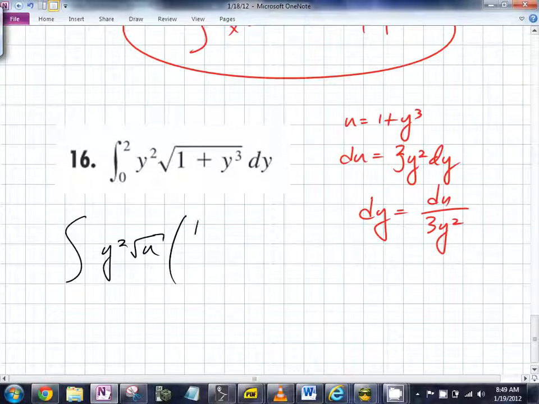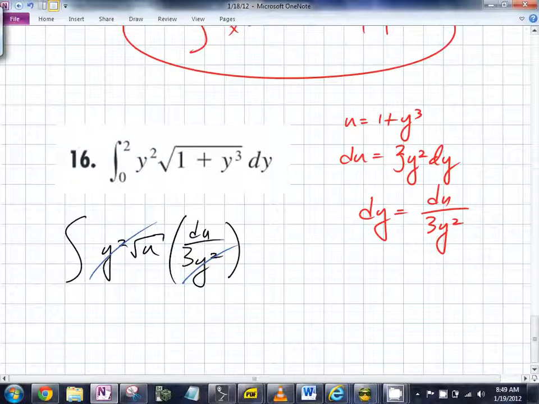Now, what's the magical thing that now happens that's so super important? The y squareds go away. If they don't go away, what do you have to go back to? Pick something else to substitute. Do you know how to integrate something that says like y u du? No. If you have one differential, you need one variable. This is single variable calculus, not multivariable calculus.